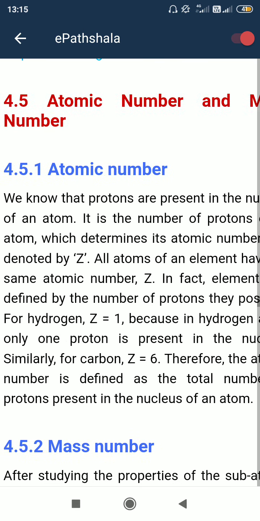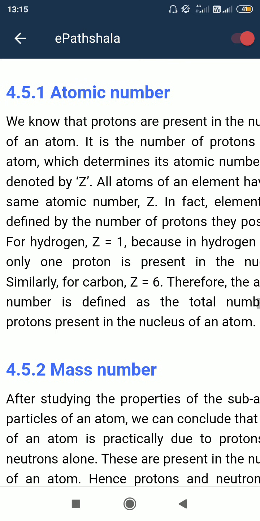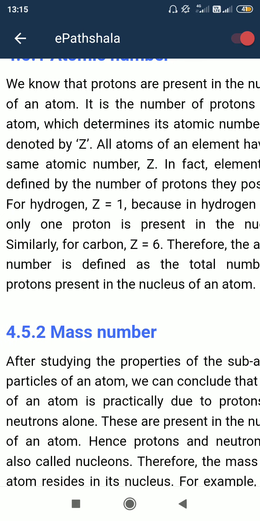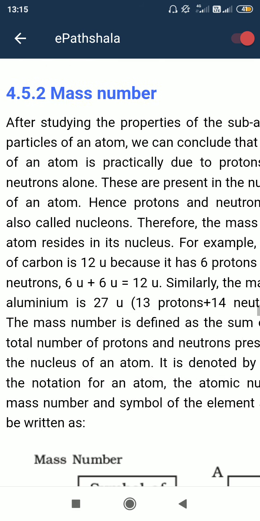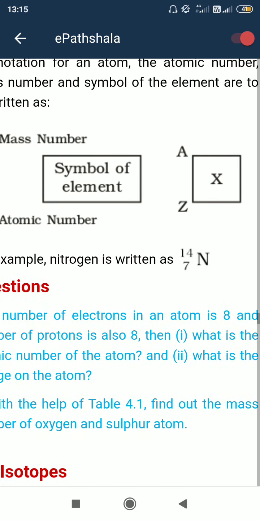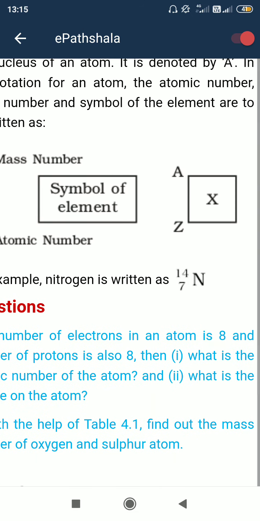So atomic number and mass number, I have already discussed this. Atomic number is written as capital Z. Okay, mass number, I have discussed. So this symbol is important.